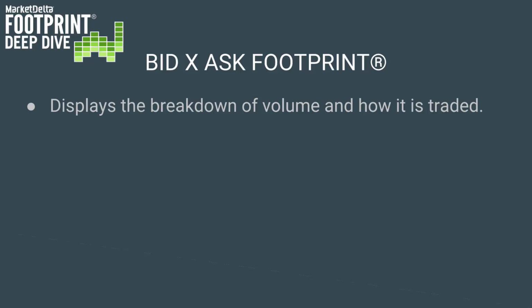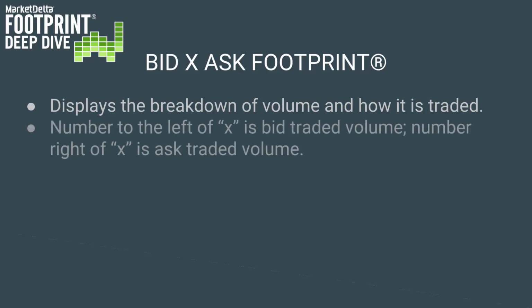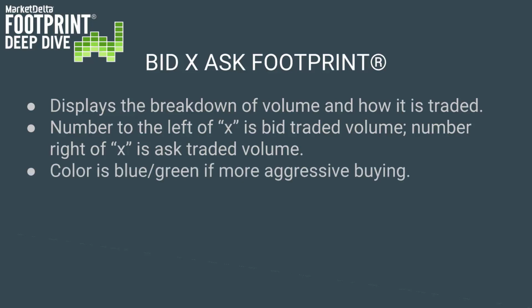This displays the breakdown of volume and how it traded. The number to the left of the X is the bid traded volume, and the number to the right of the X is the ask traded volume. The color is blue or green if it's more aggressive buying. And when I say color, that's the background color, the delta. It's giving you an idea of what the delta is for the bar.